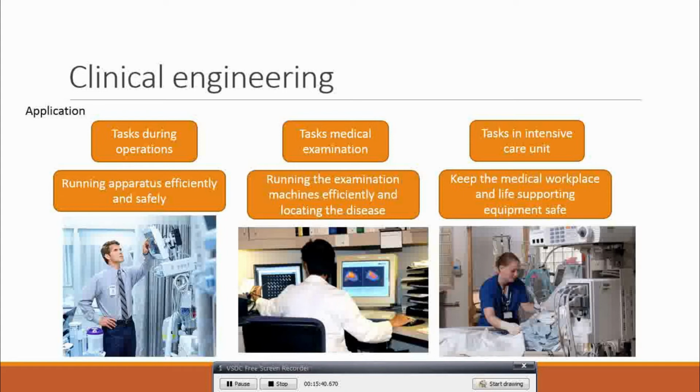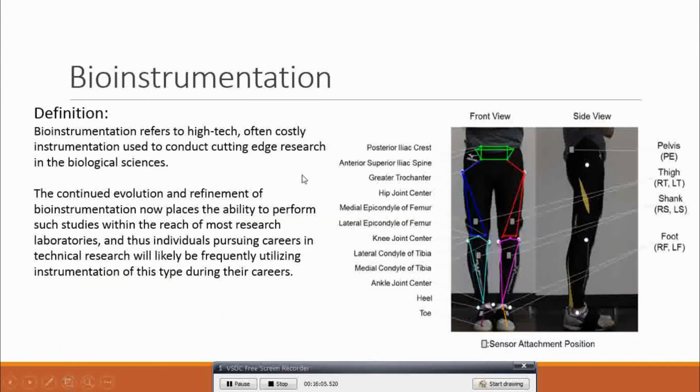So, as you know, the intensive care unit is mainly for critical cases. So you will be the person in charge to look after the machines and systems assisting the people with their life supporting devices. Right, that's on clinical engineering.